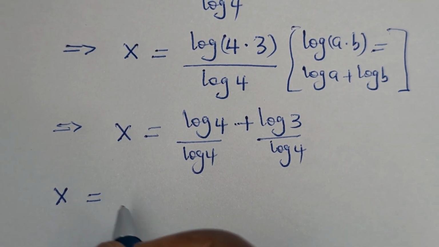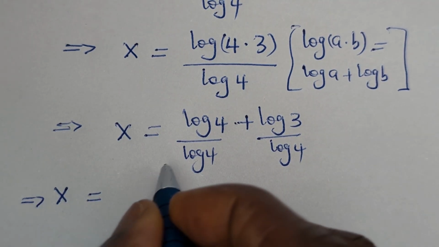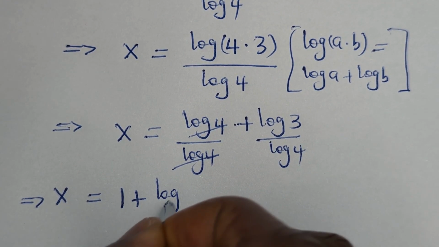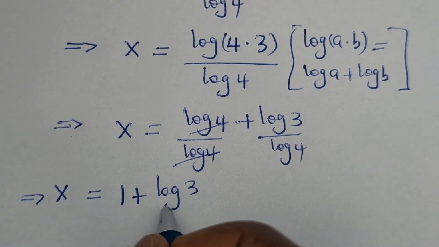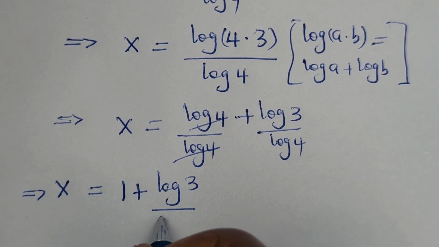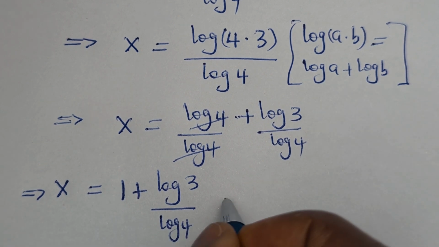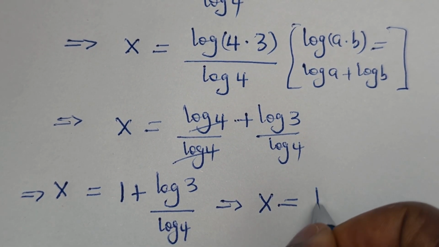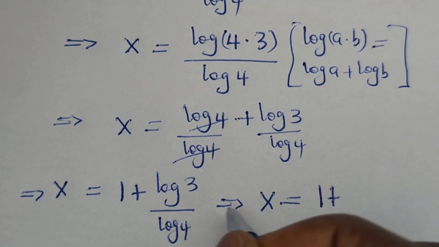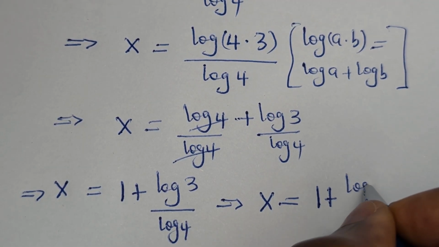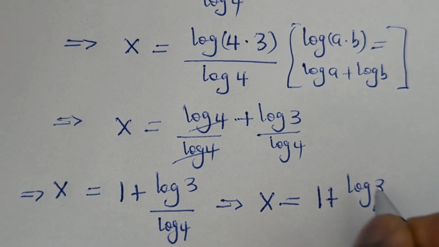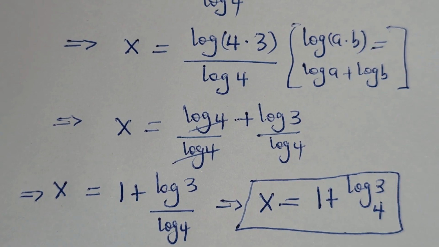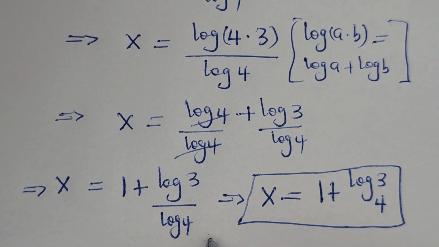x is equal to log 4 cancels log 4, 1 plus log 3 divided by log 4. x is equal to 1 plus, this can be written as log 3 base 4, and this is the final answer. We may check to confirm if this answer is right or wrong.